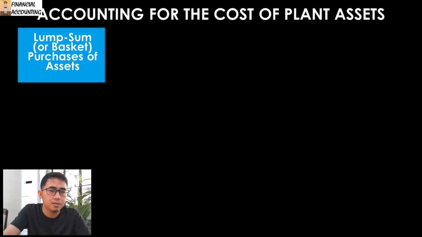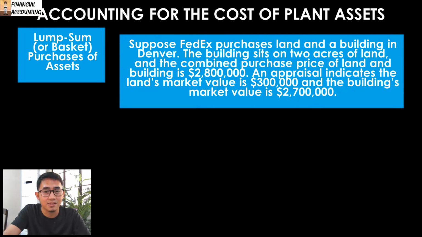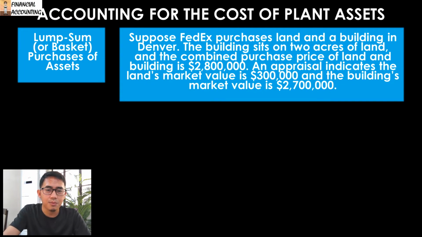How do we treat lump sum or basket prices? This is common to land and buildings. Suppose Fedex purchased land and a building in Denver. The building sits on 2 acres of land, and the combined purchase price of land and building is $2.8 million. An appraisal indicates that the land's market value is $300,000 and the building's market value is $2.7 million.